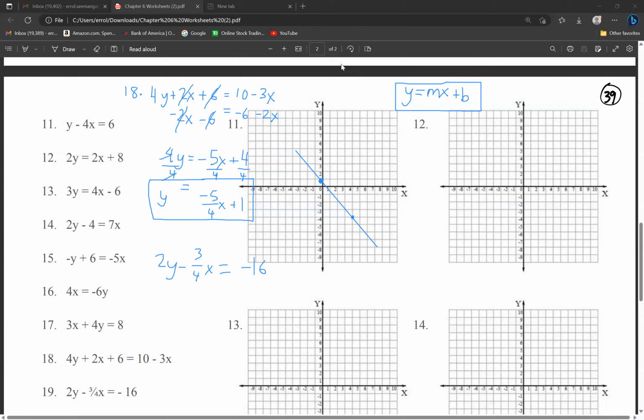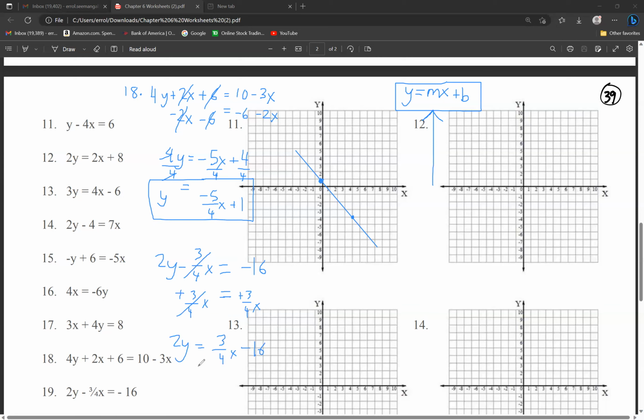All right, let's finish 19. I'm going to help you out with 19, okay? So for 19, we're going to put it in the right form. We want to put it in slope y-intercept form. So what we're going to do is solve this for y. We're going to add 3 over 4x to both sides. This and this will cancel out. So 2y equals 3 over 4x minus 16.